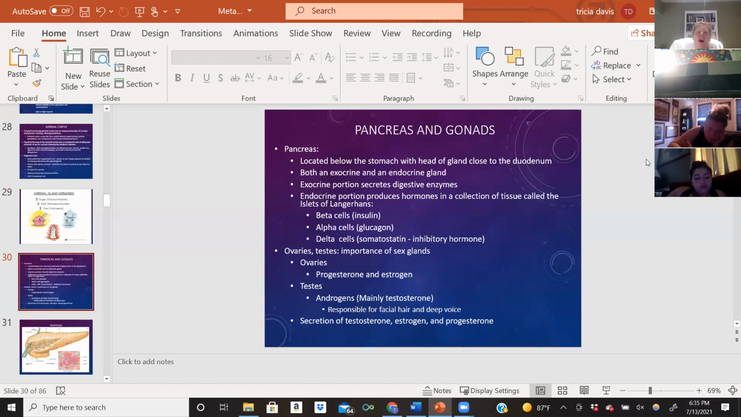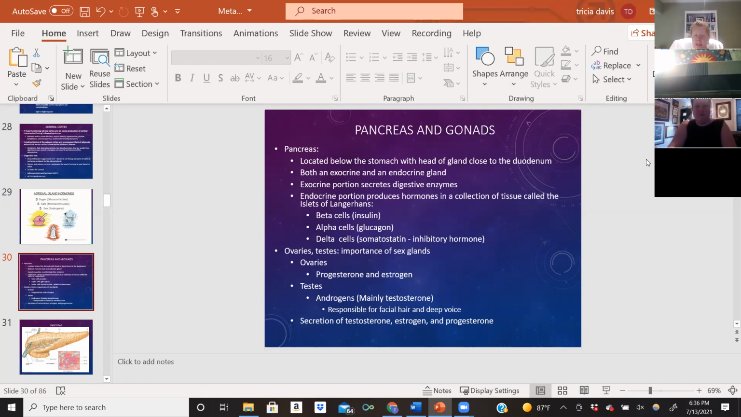All right, so we have our pancreas and our gonads. Our pancreas is going to be located below our stomach, with the head of the gland very close to where our duodenum is. It is considered both an exocrine gland and an endocrine gland. The exocrine portion of the pancreas secretes all those digestive enzymes that we need to break down our food. And then our endocrine portion is going to produce hormones in a collection of tissue that we call the Islets of Langerhans.